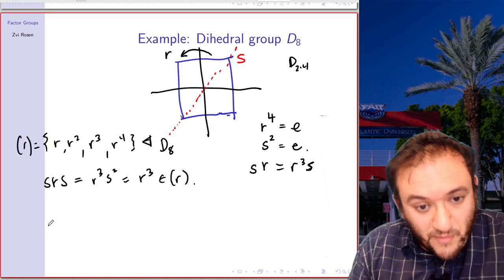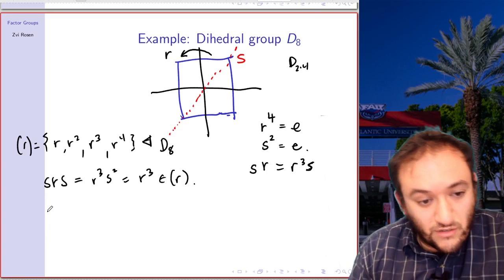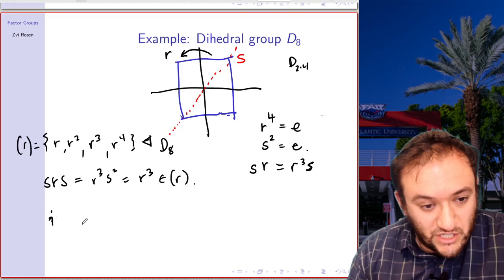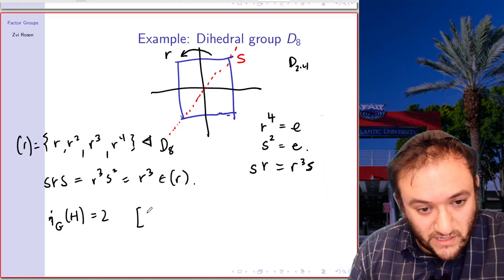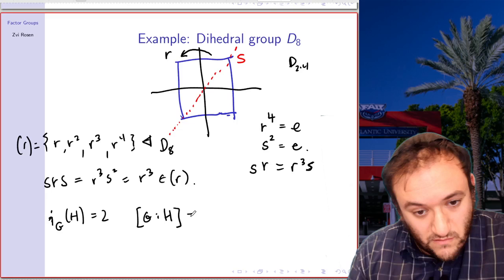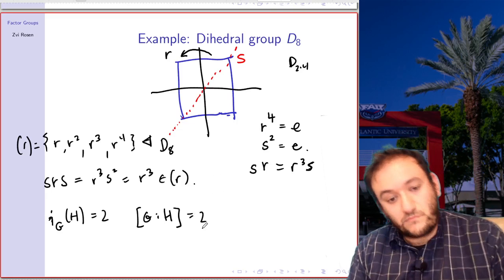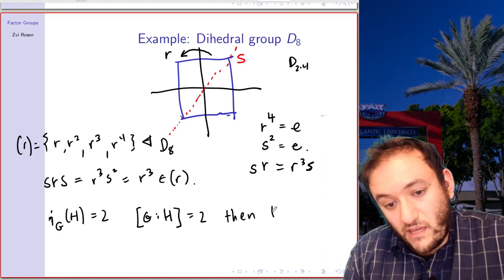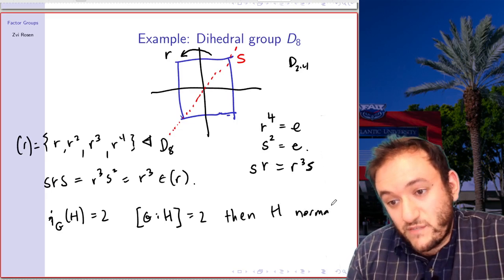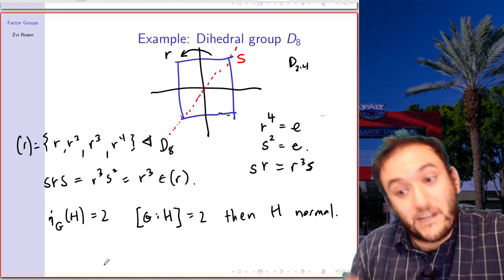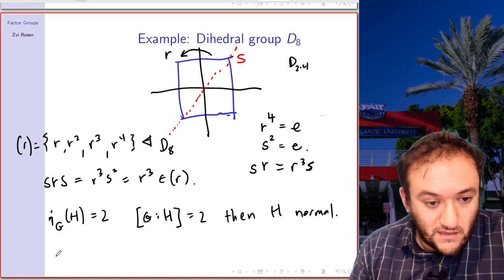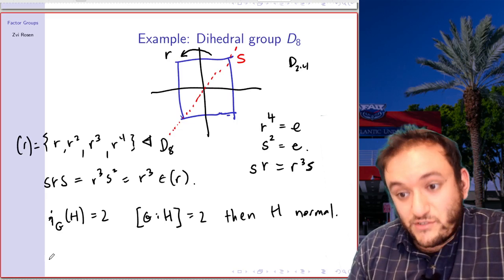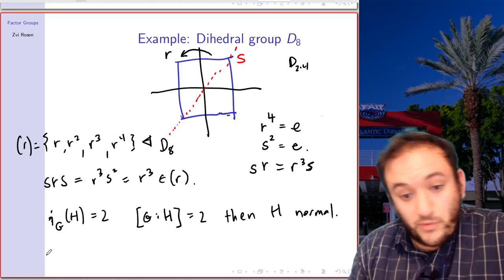A fact that's true about subgroups in general: if the index of H in G is equal to 2, and this is also written as G colon H equals 2, then H is normal. And this is satisfied by the subgroup here, and actually also by the subgroup on the previous page. And the reason for that is there are only two cosets. There's the subgroup itself and everything not in the subgroup.